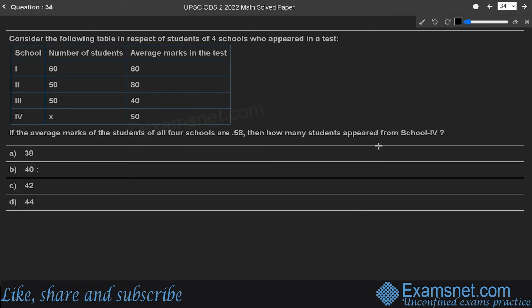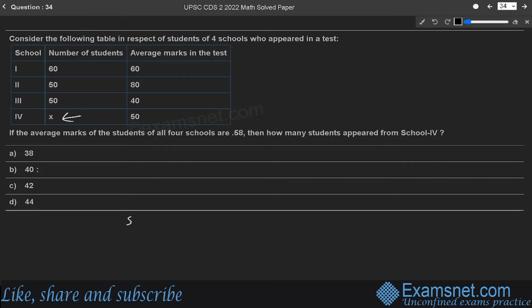Next question is also from the mean. You can see that continuously questions are coming from statistics. It is a very, very important concept. Consider the following table in respect of students of 4 schools who appeared in a test. Here is a table which consists of school, number of students, and average marks in the test. If the average marks of the students of all 4 schools are 58, then how many students appeared from school 4? We have to find the value of x here.